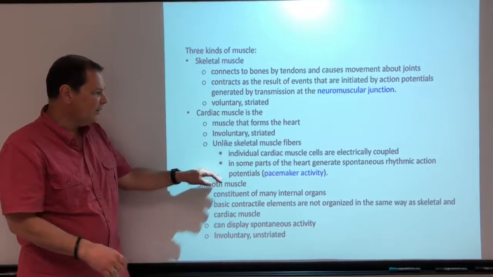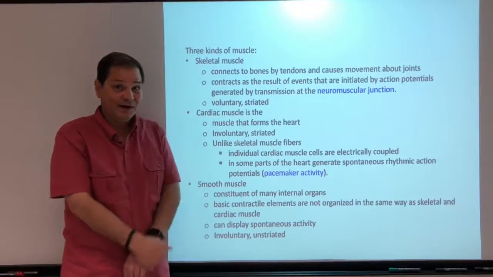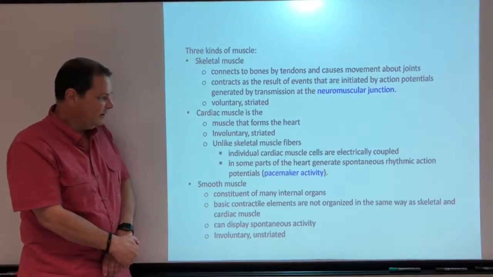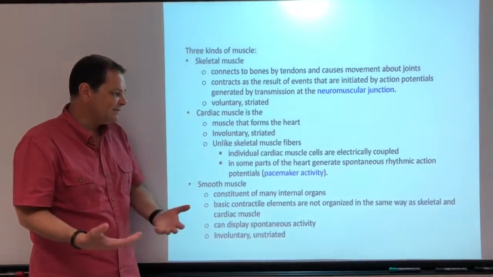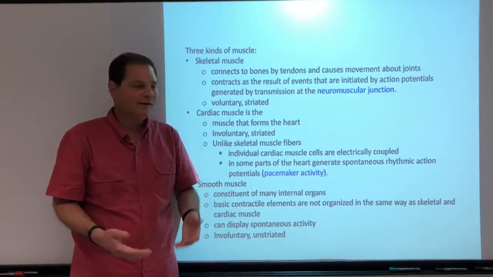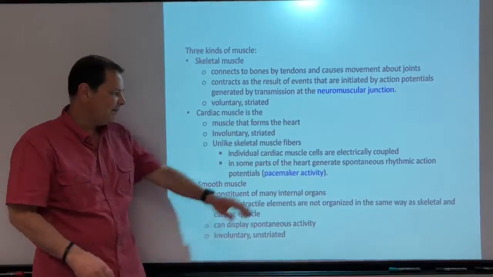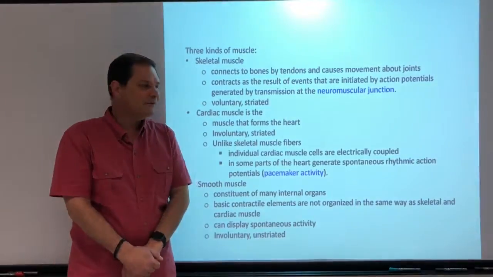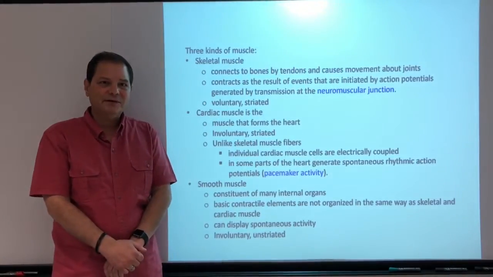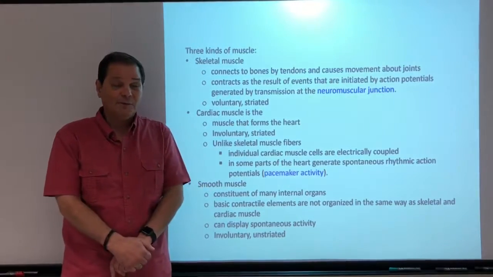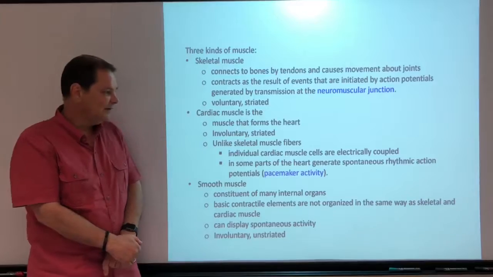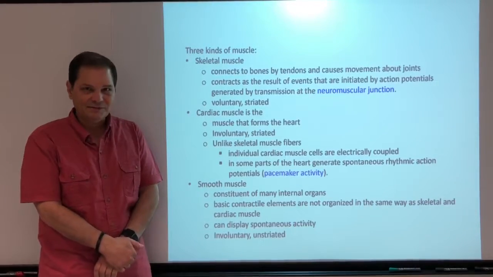in some parts of the heart, for instance, the sinoatrial node, the cells throw action potentials spontaneously. That is, they have pacemaker activity. And this would be unlike skeletal muscle in that normal skeletal muscle does not ever spontaneously generate action potentials.